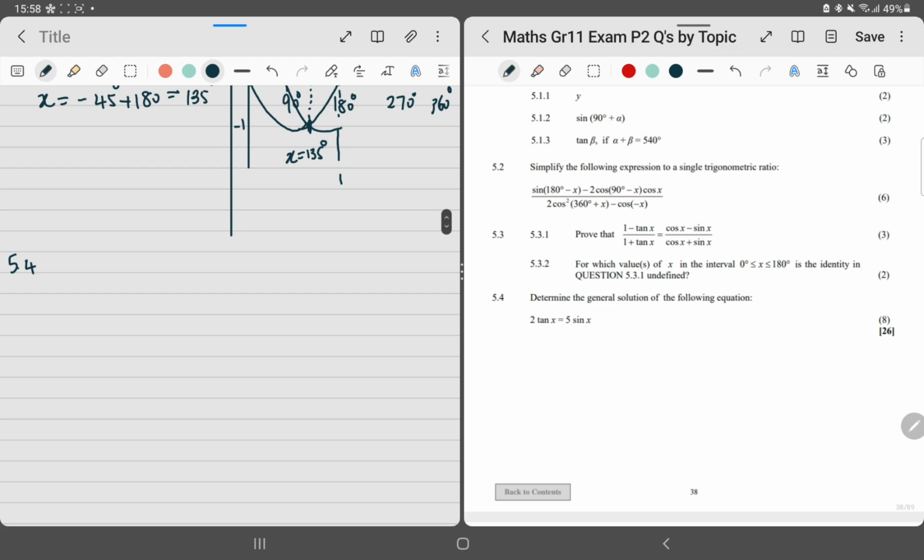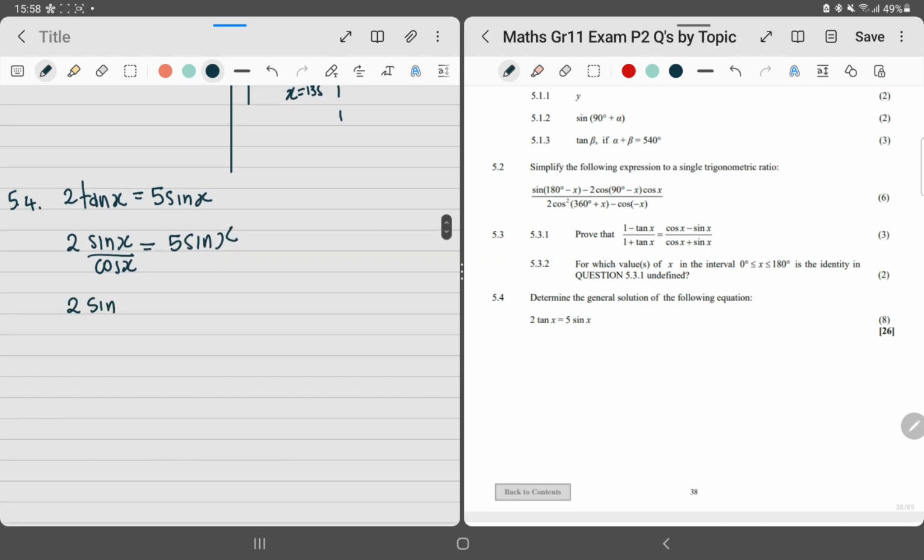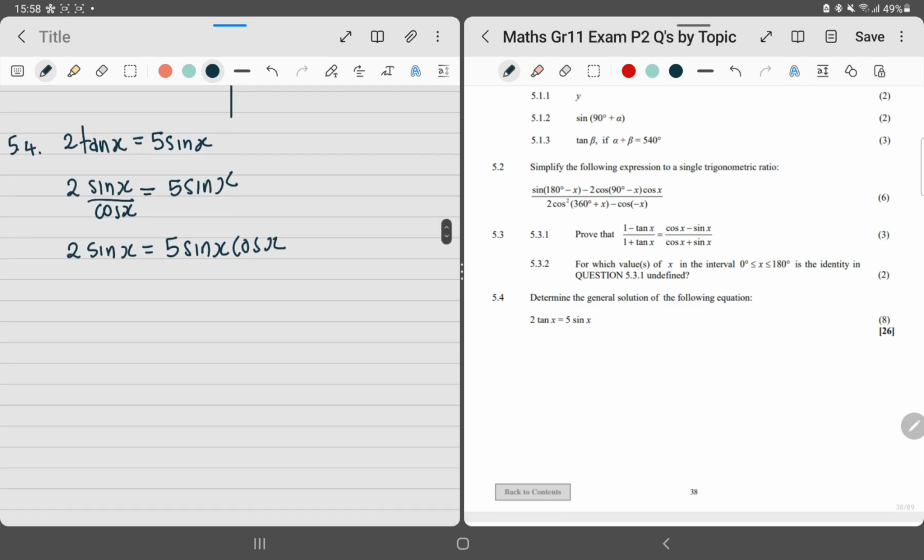Then 5.4, the general solution. This is 2 tan of x equals 5 sine x. So this is 2 sine x over cos of x equals 5 sine x. Then 2 sine x equals 5 sine x cos of x. We do not cancel out when we are dealing with general solutions, because you will lose one solution.